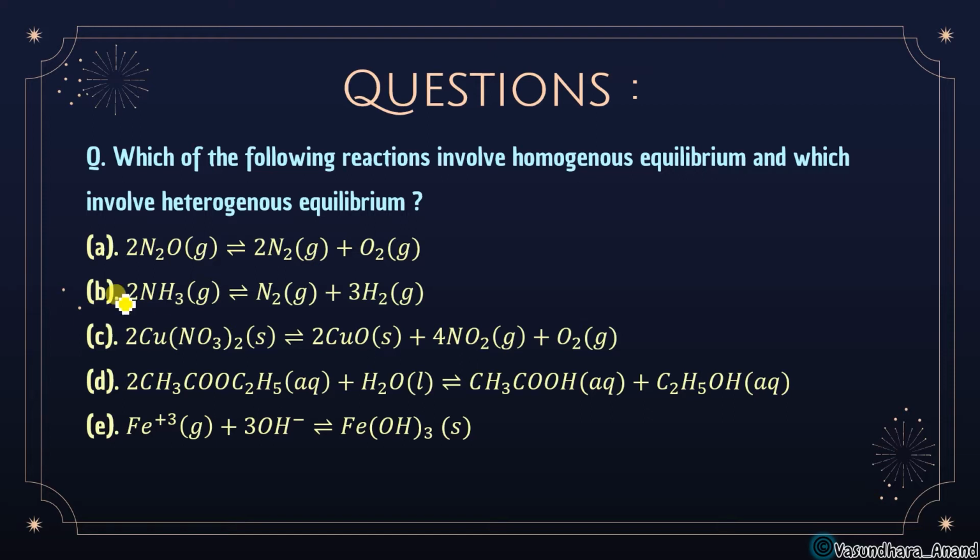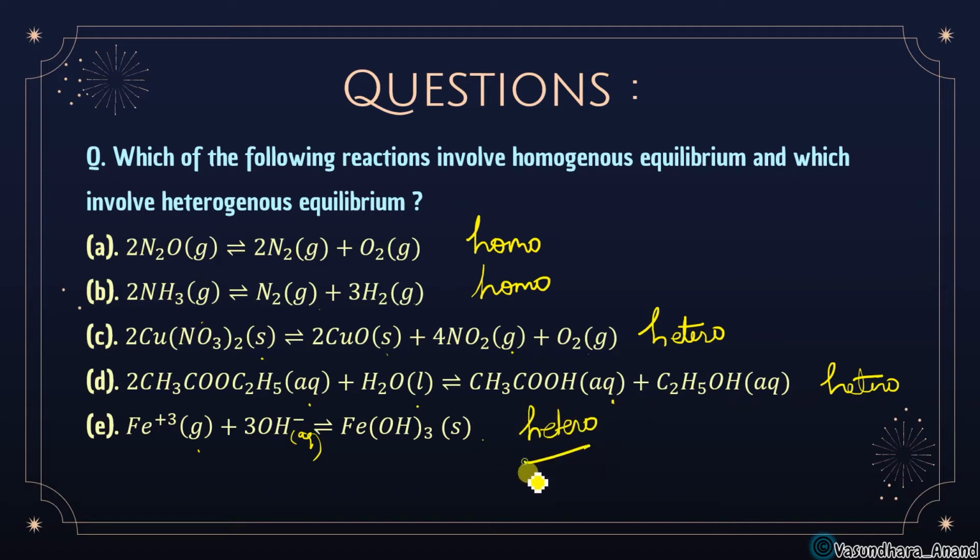So this is N2O, gas, gas, gas, so obviously it is homogeneous, very correctly. This one is gas, gas, gas, so it is also homogeneous. In this case it is solid, solid, but gas, gas. This one is hetero, yes, correct. And this one is aqueous, liquid, aqueous, aqueous, so obviously it is also hetero. And here it is gas, this is aqueous, and this is solid, so again this is also a case of heterogeneous equilibrium. I hope it is clear.